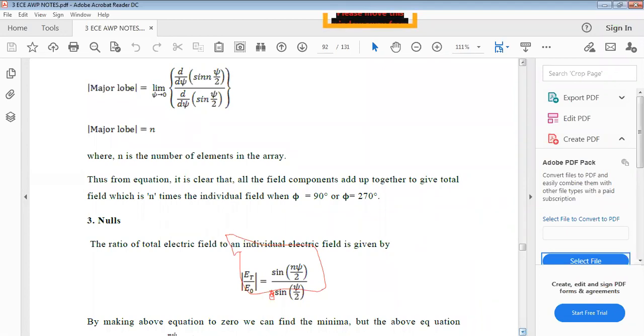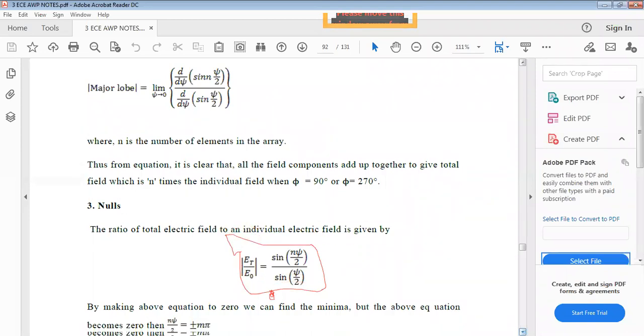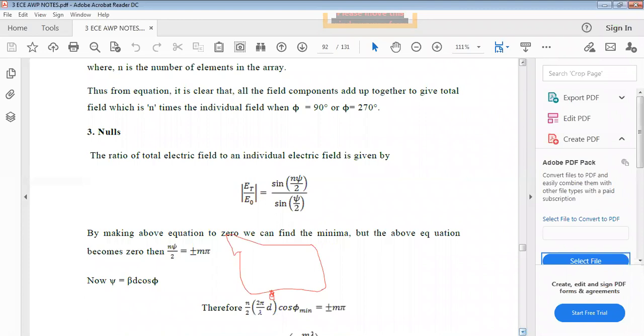Similarly, nulls. What is meant by nulls here? The point where the field component becomes 0 is stated as a null. See here, Et by E0 equals sin n psi by 2 by sin psi by 2, which is equated to its null values, by making the above equation 0. So sin n psi by 2 by sin psi by 2 equals 0, then sin n psi by 2 equals 0. At which value do we get its minima? By simply making sin n psi by 2 equal to 0.